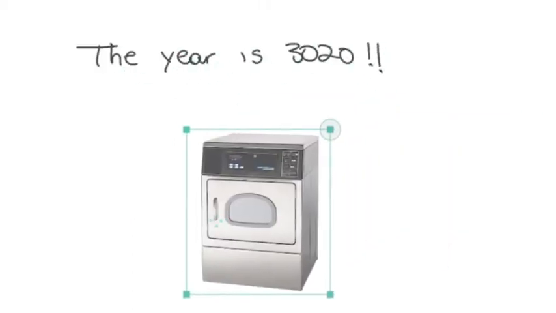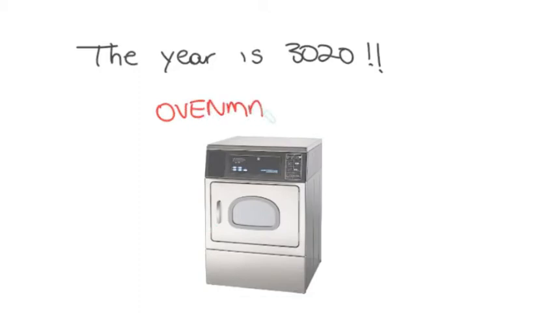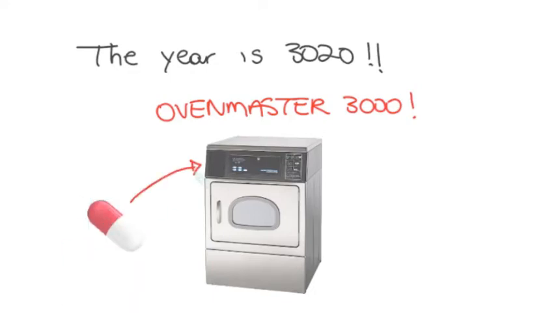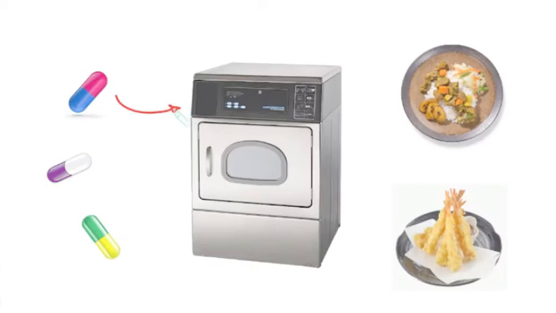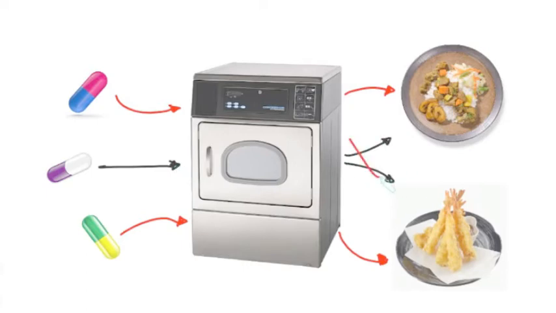Let's imagine you wake up in the year 3020 and you discover a new kitchen appliance called the Oven Master 3000. On the surface, it seems like magic. You put in a tiny capsule and out comes your favorite meal. What's more is there are different capsules for everything you can think of, from curry chicken and rice and peas to shrimp tempura. But what's important is that one capsule can never turn into more than one type of food.